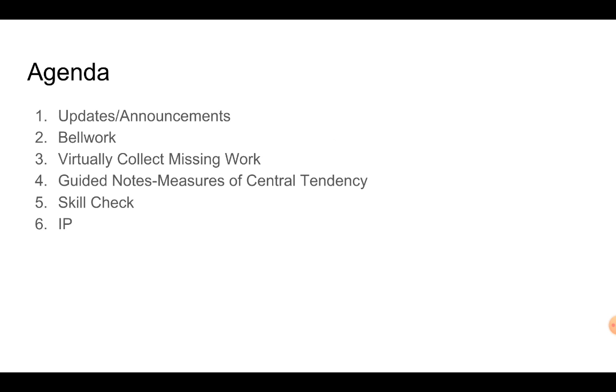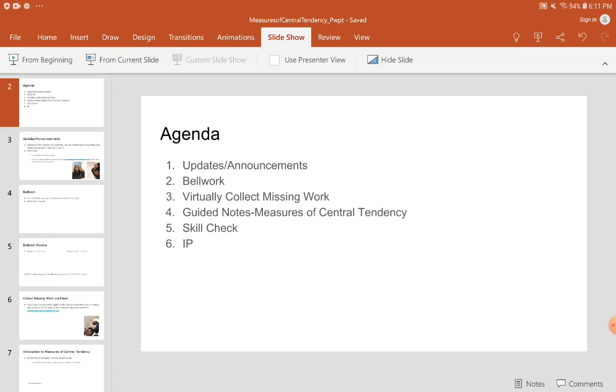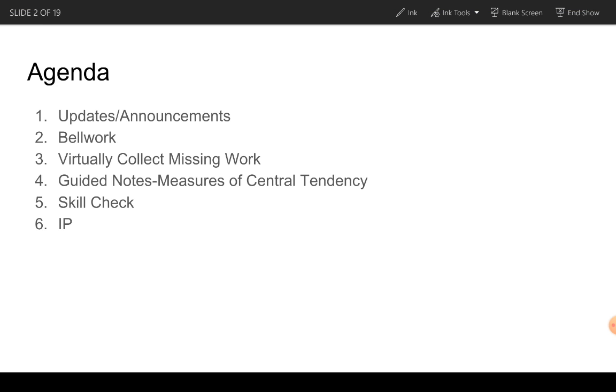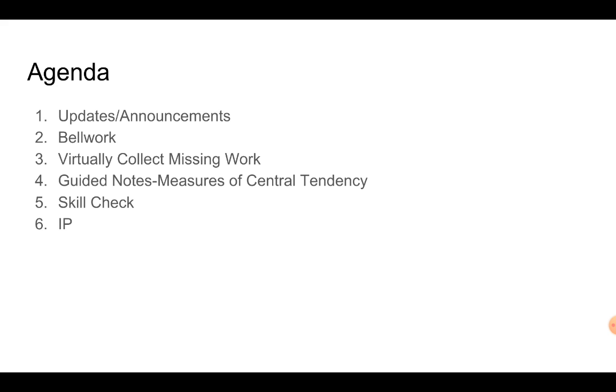Our agenda for today will start with updates, announcements that I have for you. These might change every day, just giving you a heads up about what's happening. We'll have the bell work, and then we'll do a bell work review. Then I will show you how to turn in any missing assignments that you have in your binder that you want to turn in to me while we're away so that I can grade those. Then we will start with our guided notes for measures of central tendency. Then you will end with a skill check and you can start your IP.